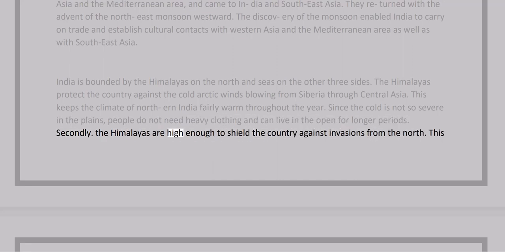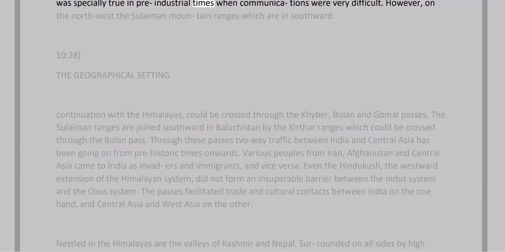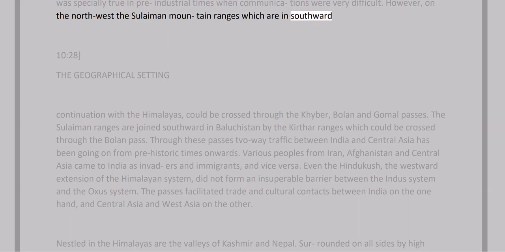Secondly, the Himalayas are high enough to shield the country against invasions from the north. This was especially true in pre-industrial times when communications were very difficult. However, on the northwest the Sulayman mountain ranges run southward.